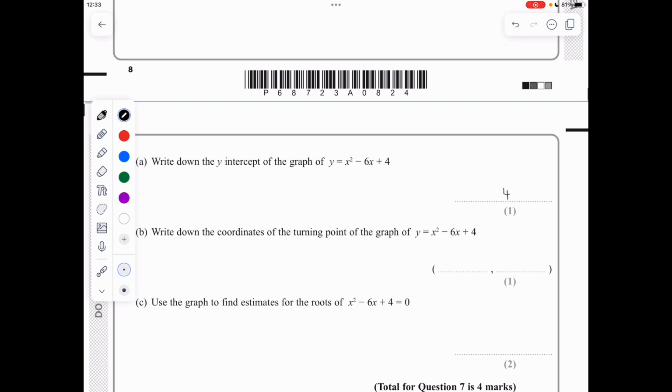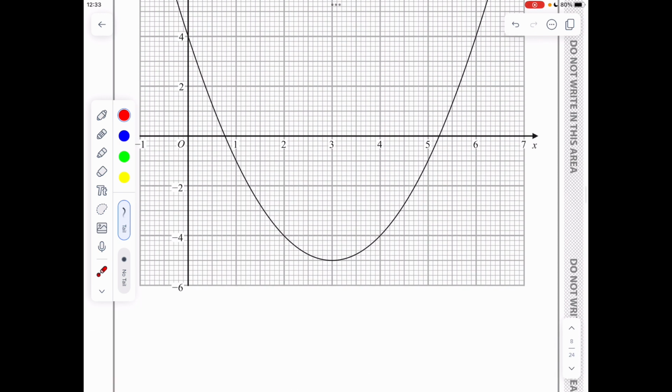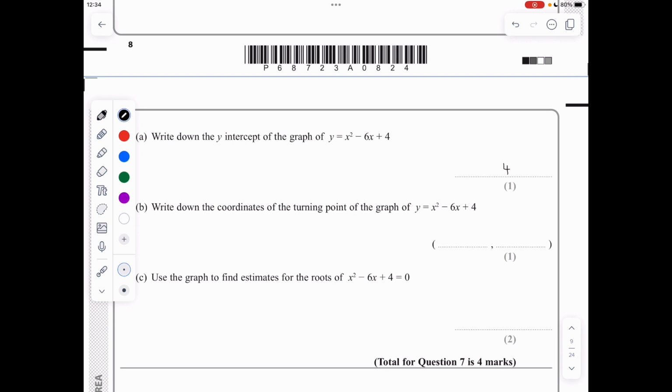We are then told to write down the coordinates of the turning point. Well, the turning point in this case is the minimum point. It's the point here, which has coordinates 3, -5. So the turning point is 3, -5.